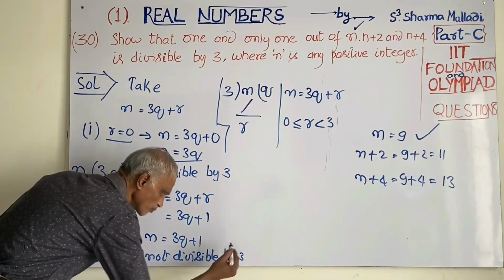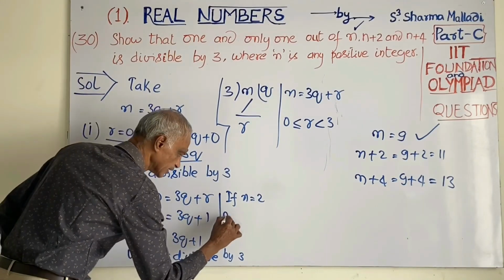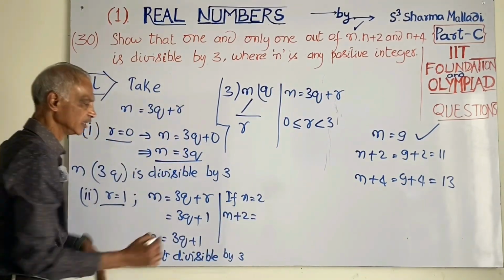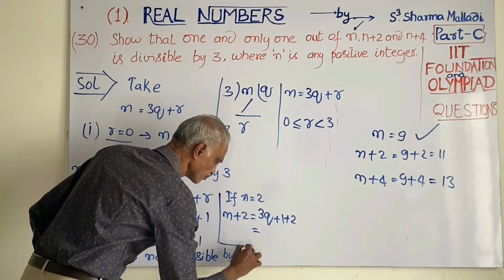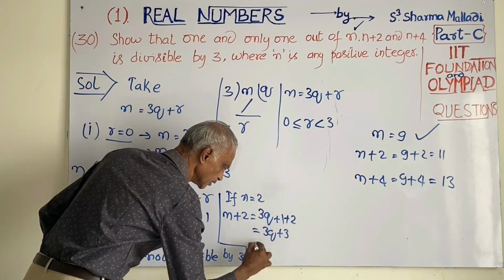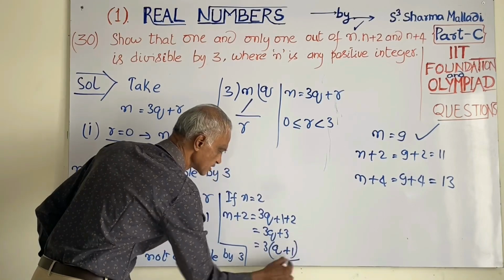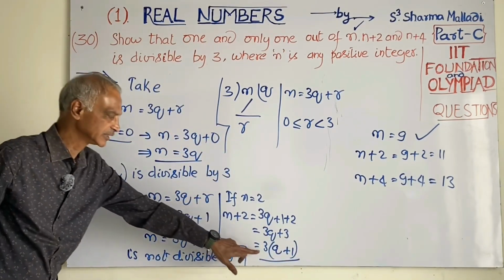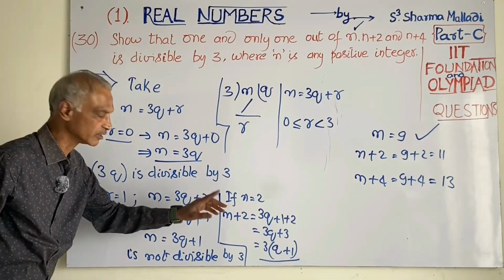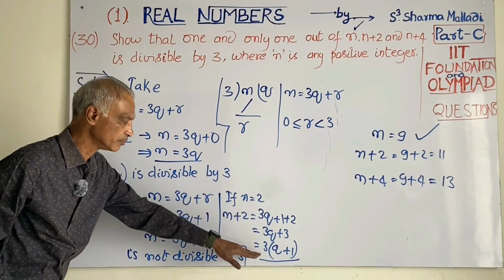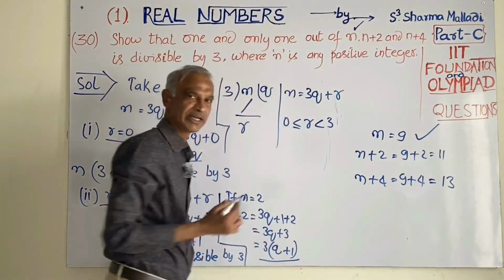If you take n plus 2, n plus 2, what is n here? 3q plus 1 plus 2 means 3q plus 3. You take 3 common, you will get q plus 1, so n plus 2 is divisible by 3. But when r is equal to 1, n is not divisible by 3. If you take n plus 2, it is divisible by 3. Therefore, now we got only n is divisible by 3.